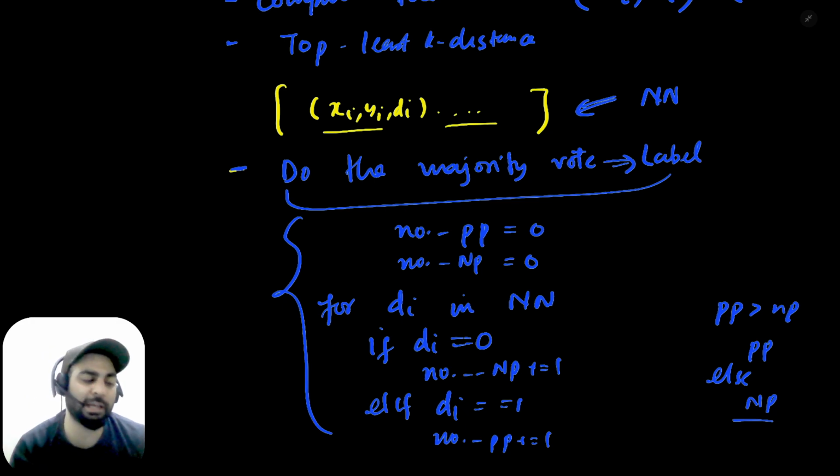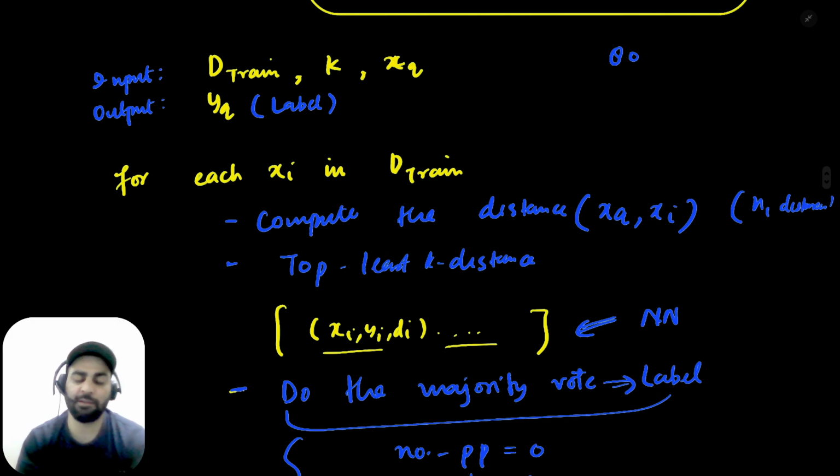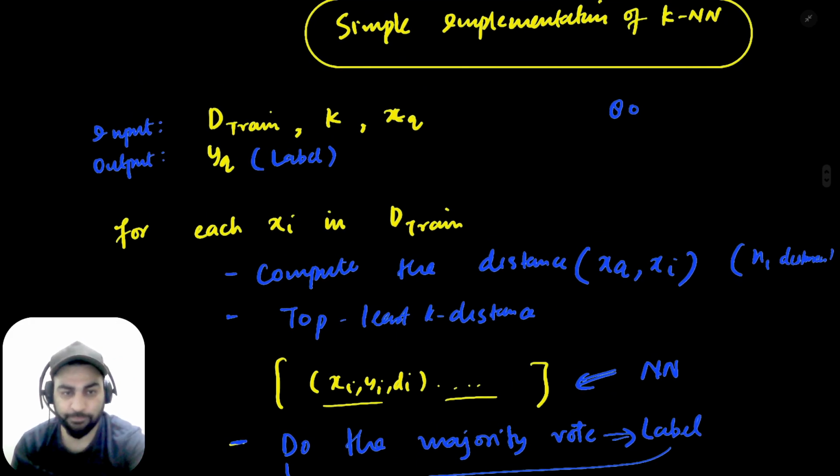So how many of you are clear with the KNN algorithm now? Otherwise I can reiterate it once again. Is it clear? Yes, sir. Okay, nice.